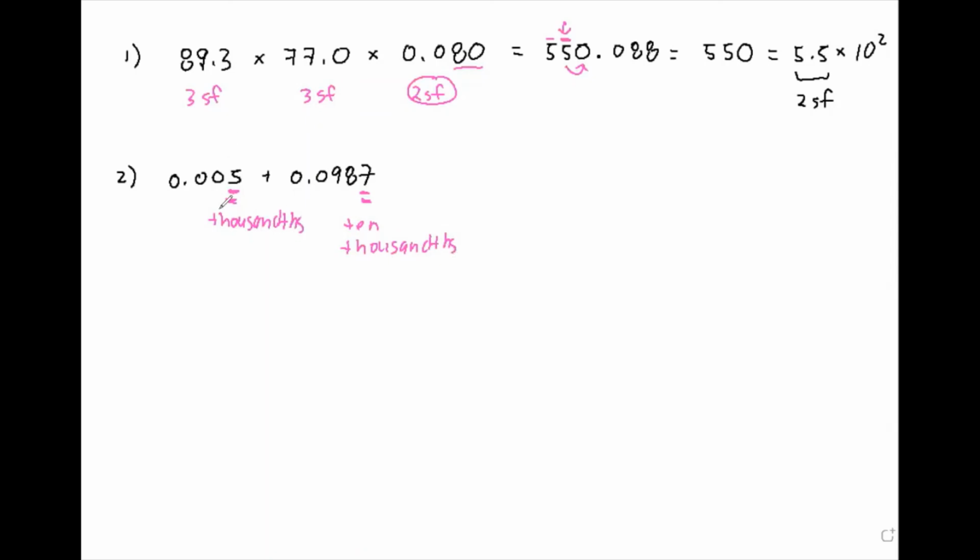So the number with the least amount of precision, that has the fewest digits to the right of the decimal point, is the 0.005 in the thousands place. So that means our final answer is going to be rounded to the thousands place.